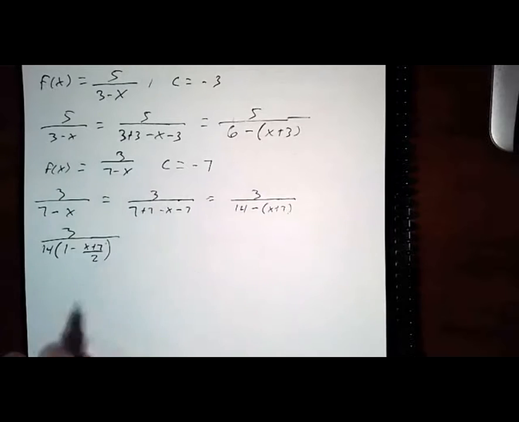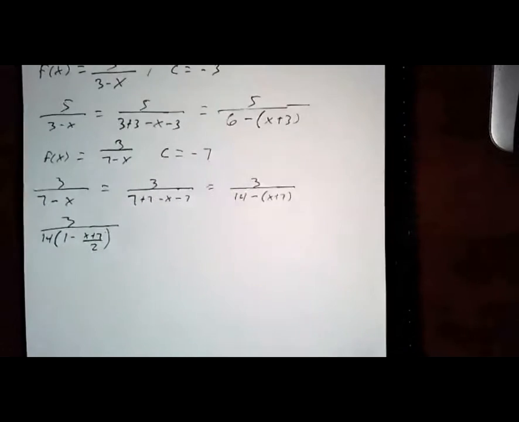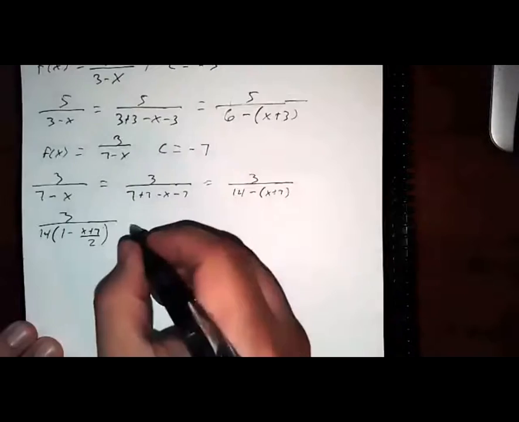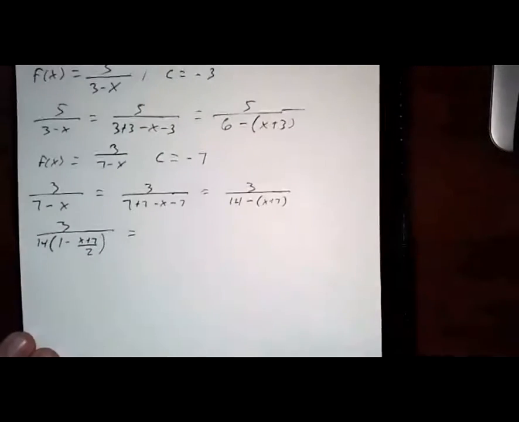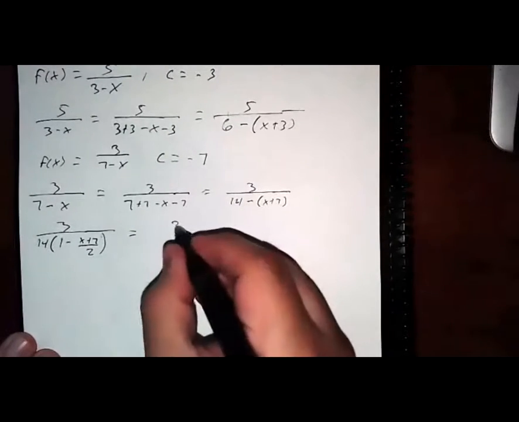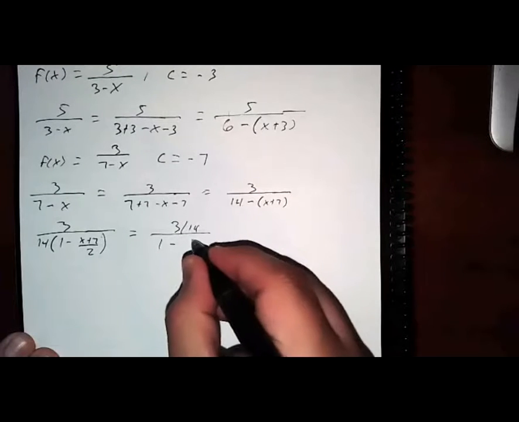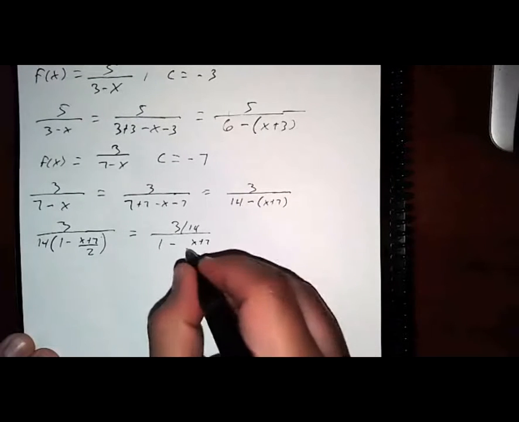Now the minus is on the whole thing. Okay. So then we're almost there. So the 3/14ths are just kind of in the way. But we're pretty much there. Let's rewrite this in this form, the a thing. This is 3 over 14 over 1 minus x plus 7 over 14.